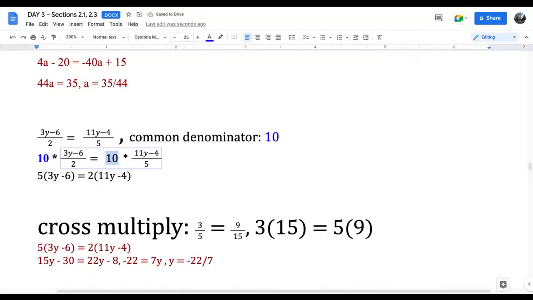So 10 divided by 2, that's 5. So we have 5 times (3y minus 6). Make sure you put the parentheses around 3y minus 6, right? Because this is a binomial divided by 2. This is a binomial divided by 5. 10 divided by 5, that's 2. So we have 2 times the parentheses of 11y minus 4.